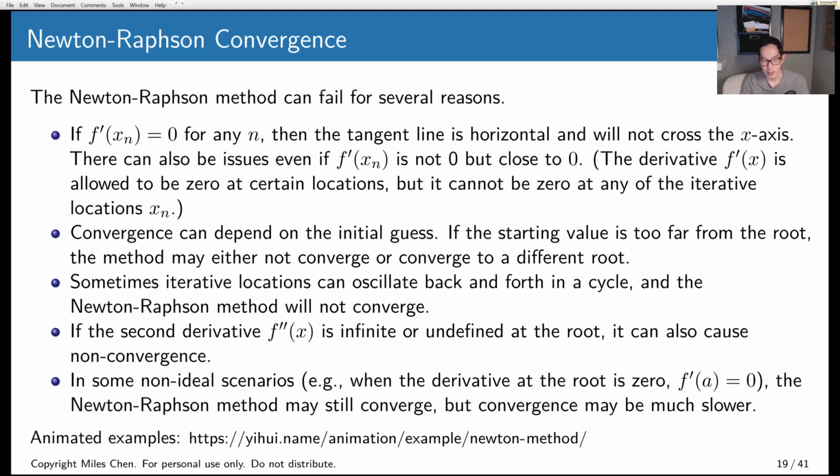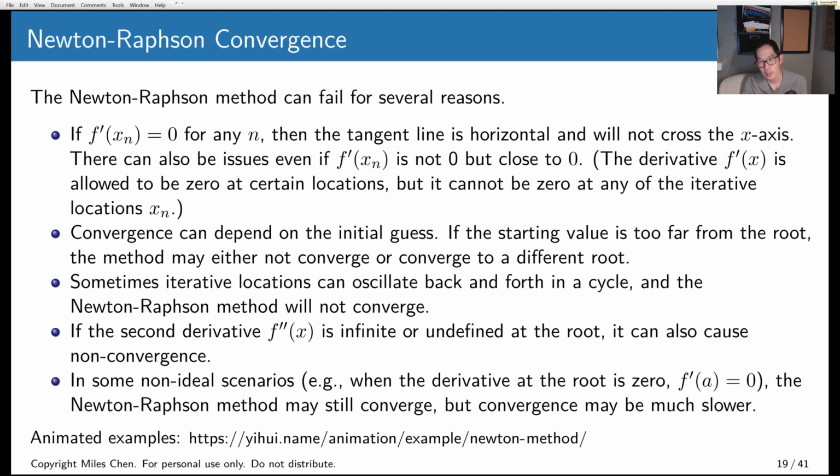Sometimes you have a derivative that isn't zero but is just close to zero, right? So for whatever reason, as you follow the algorithm, it takes you to a location that ends up having a derivative close to zero, and so the tangent line crosses the x-axis at, say, 100 points away from where you currently are, okay? And that could really throw things off, right? So the derivative f prime is allowed to equal zero at certain locations, but it can't be zero at any of the locations that it iterates through, okay?